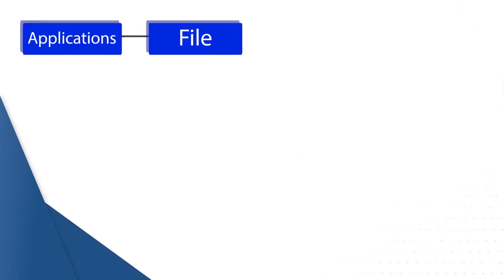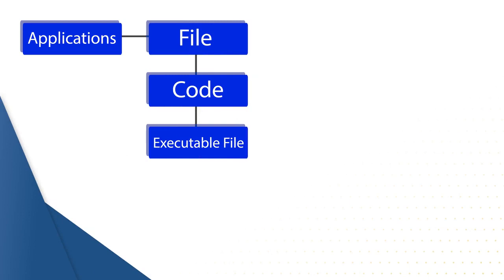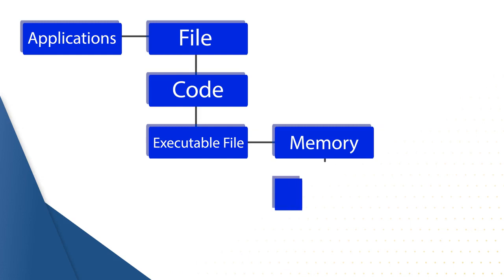So we have our simplest model of an application. It's a file that contains code, called an executable file, which is loaded into memory, together in most cases with another file that's a document.